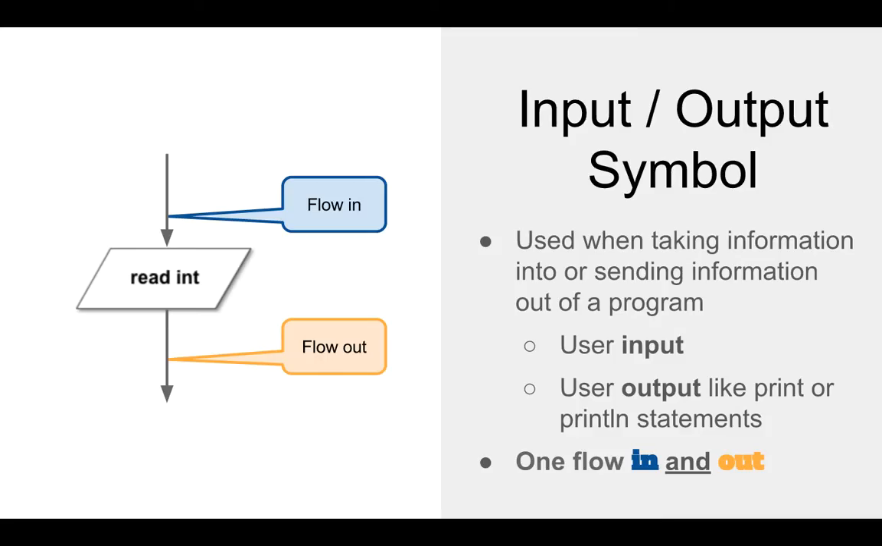So input and output symbols, those are the parallelograms. So if you tip your rectangle on its side, you sort of squish one side in. And these ones have one flow in and one flow out. And you use this when you're either taking in or sending information out of your program. So user input would be a way that you'd use the symbol for user input. And then also any output that you're going to do, like print statements, print line statements. I guess it shouldn't say user, it should just say output. And that is for the input-output symbol.